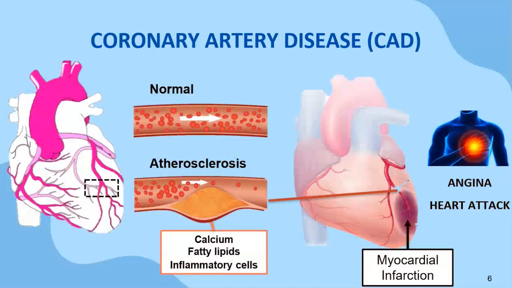But how does CAD happen? CAD happens when the coronary arteries become hardened and narrowed, causing the reduction of blood flow to the heart muscle, leading to ischemia. This is due to the buildup of deposits of calcium, fatty lipids, or inflammatory cells, called plaque, on the inner walls of the coronary arteries, also named atherosclerosis. As a result, the heart muscle can't get the blood or oxygen it needs, so this can lead to chest pain, angina, or a myocardial infarction, so a heart attack.